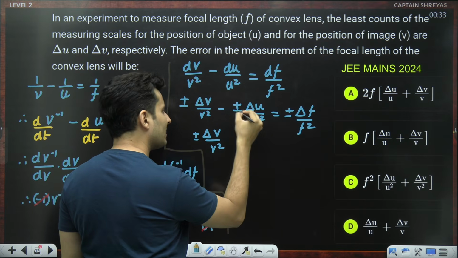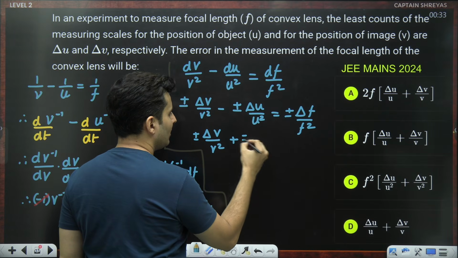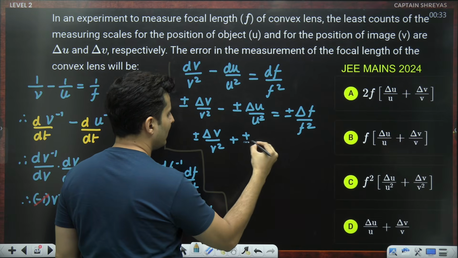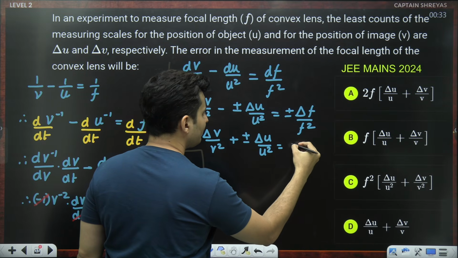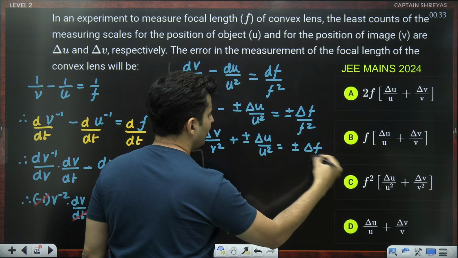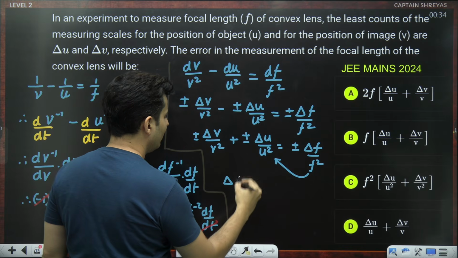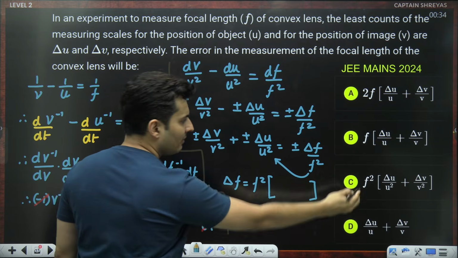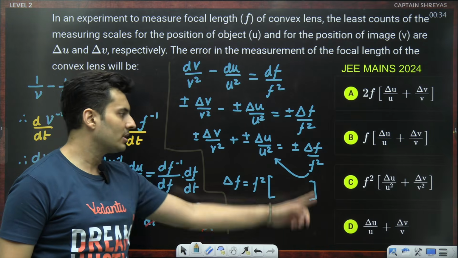So technically speaking, this will be same as delta v by v square plus minus. Instead of minus of plus minus, you can put it as plus of minus plus, which is same as, instead of putting plus of minus plus, you can just put it as plus minus over here. Delta u by u square is equal to plus minus delta f by f square. Now shift this f square on this side. So you will basically get delta f is equal to f square into this whole thing, which is option C. Yes, it is option C.